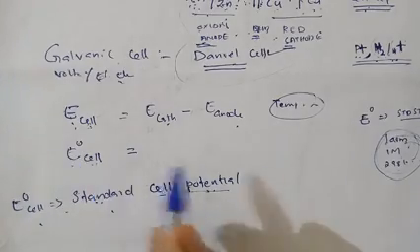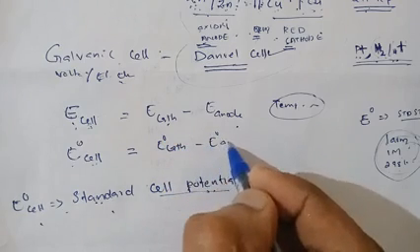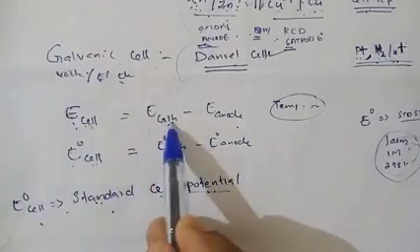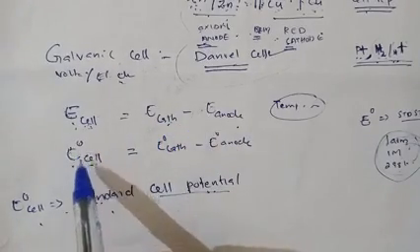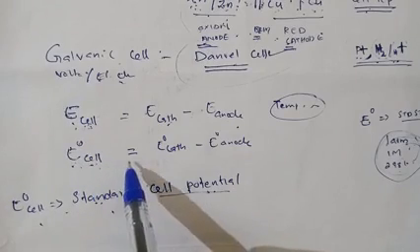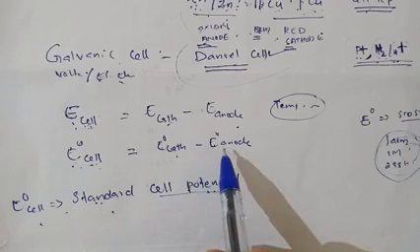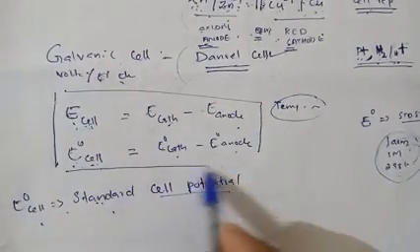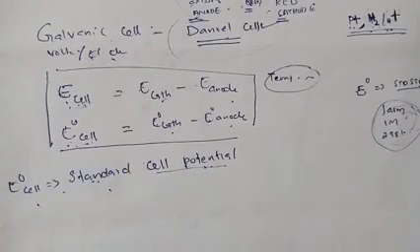So E0 cell is equal to E0 cathode minus E0 anode. This is the equation. So if the cell potential is equal to cathode potential minus anode potential, then the cell potential at standard state, the standard cell potential, is equal to the standard electrode potential of cathode minus the standard electrode potential of anode. Clear? These two equations are very important. So standard condition is one of the very important factors.